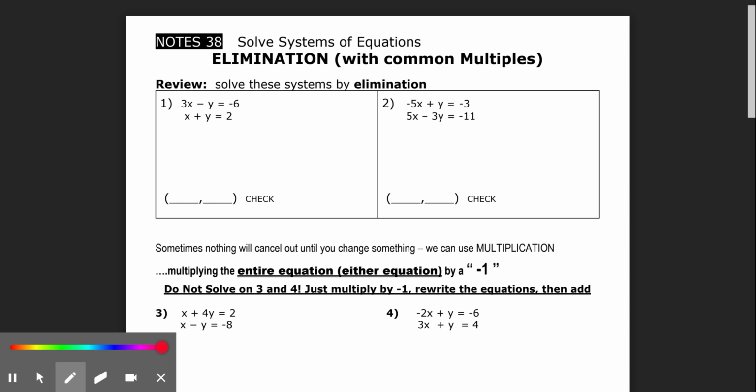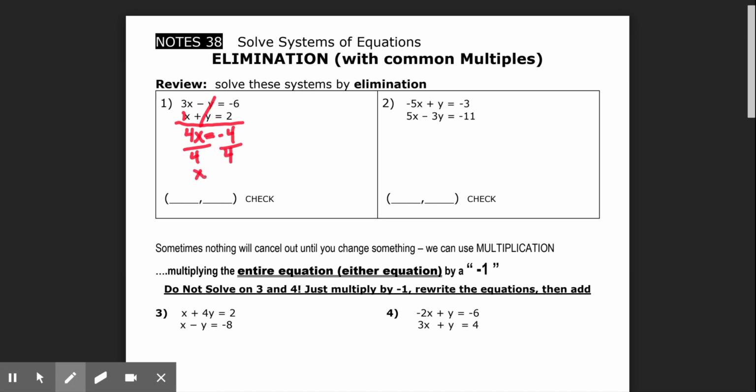Today we're going to review solving systems by elimination. So the first thing we're going to do here in problem 1 is to eliminate the y's. Since one is a negative 1y and one's a positive 1y, those eliminate. Then we have 3x plus 1x gives us 4x equals negative 6 plus 2, which is negative 4. We're going to divide both sides by 4, and x is going to be equal to negative 1.